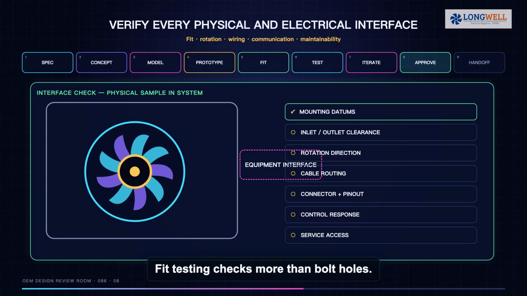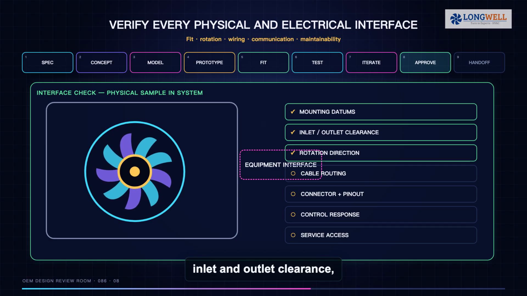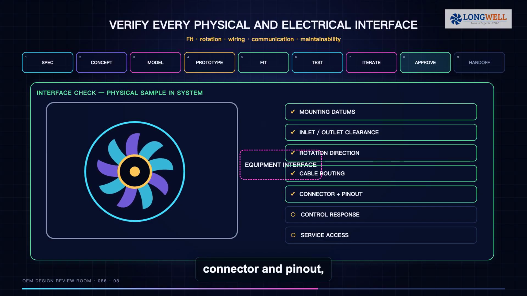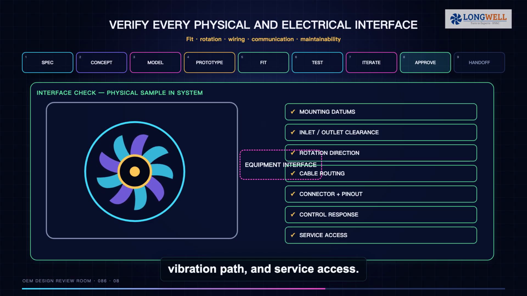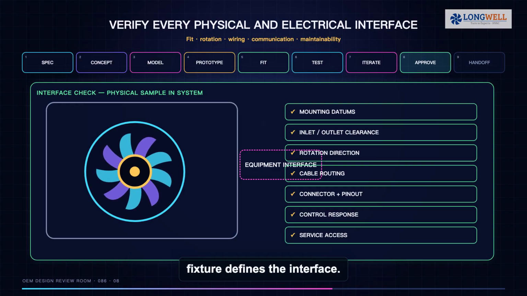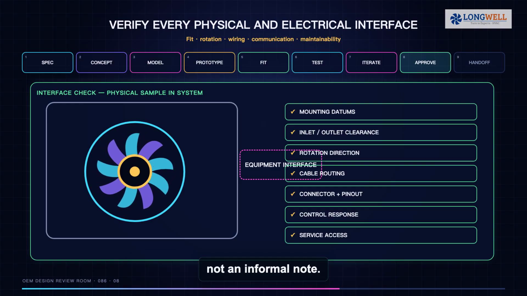Fit testing checks more than bolt holes. Verify the mounting datums, inlet and outlet clearance, rotation direction, cable routing, connector and pinout, communication or speed control response, vibration path, and service access. The customer equipment or a representative fixture defines the interface. Any mismatch becomes a tracked item, not an informal note.